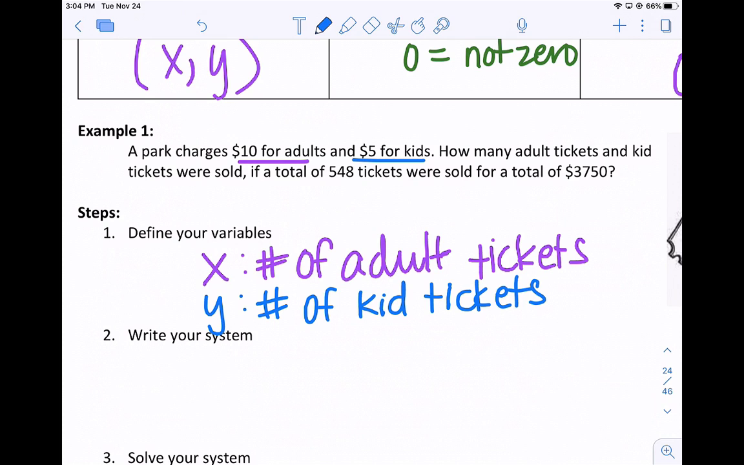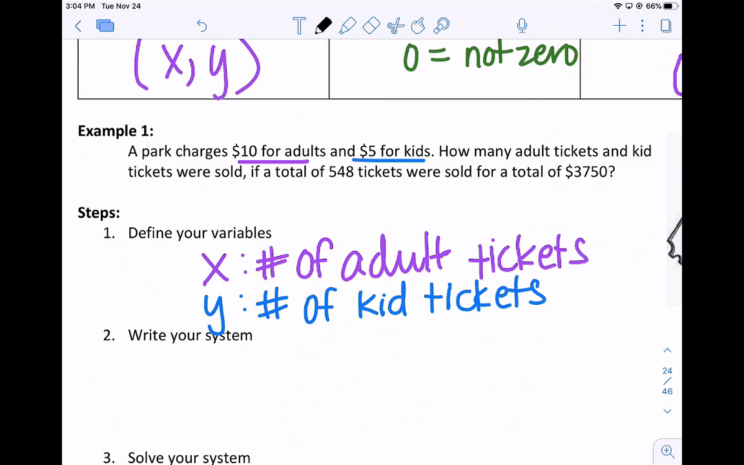Okay, so that's defining your variable. In Delta Math, it'll ask you, what's your variable? What does it stand for? This is what they want. Then it will say, write your system. A system is two or more equations. So we're looking at different things here. We're looking at the amount per ticket, and we're looking at total number of tickets. So the two equations will look like this.